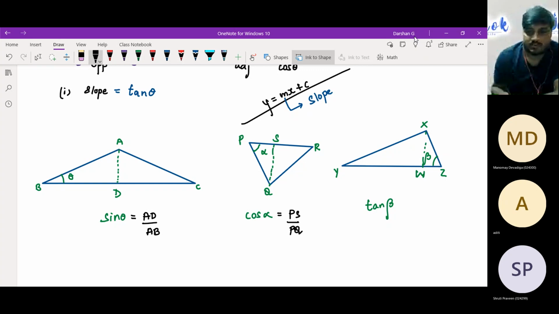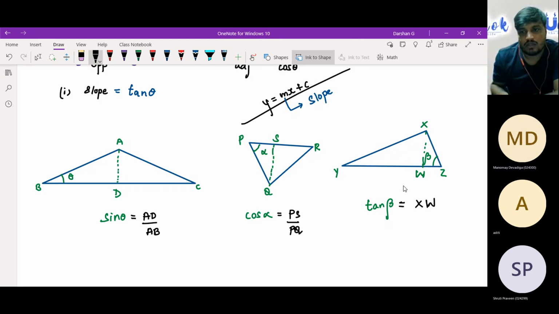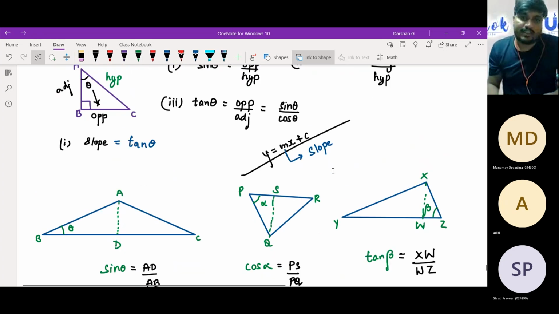What about Shruti? Tan beta. Looks like Shruti is not there or she has not followed. I'll give this chance to Manomai. Tan beta. Sir, XW by WZ. WZ. Correct. Very good. So that you have understood. Let's move ahead with the other three leftover trigonometric identities.